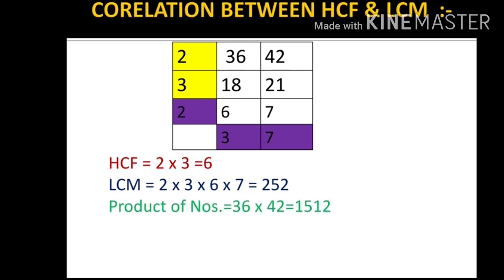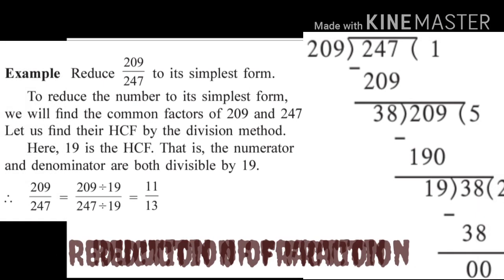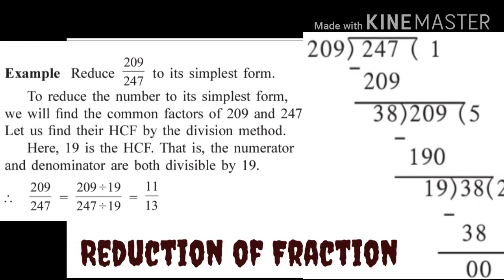So the product of the numbers, 36 into 42, is equal to 1512. And the product of HCF and LCM, we get the same number, that is 6 into 252, which is equal to 1512. So we can conclude that the product of numbers is equal to HCF into LCM.